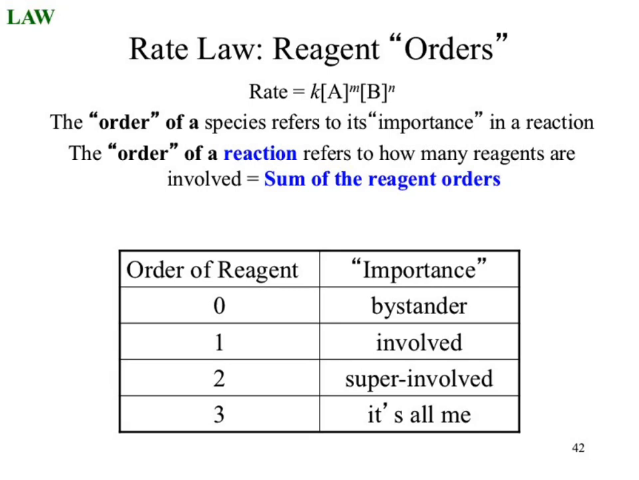Our reagent orders. So our order of our reagent, if it's zero order, it's not there. First, it's involved in the reaction. Second, it's super involved. Third order means it's all me. For that reaction to happen, I need 3 of those molecules and that's it. Which means the rest of the world has disappeared. Why do I not get more than 3?